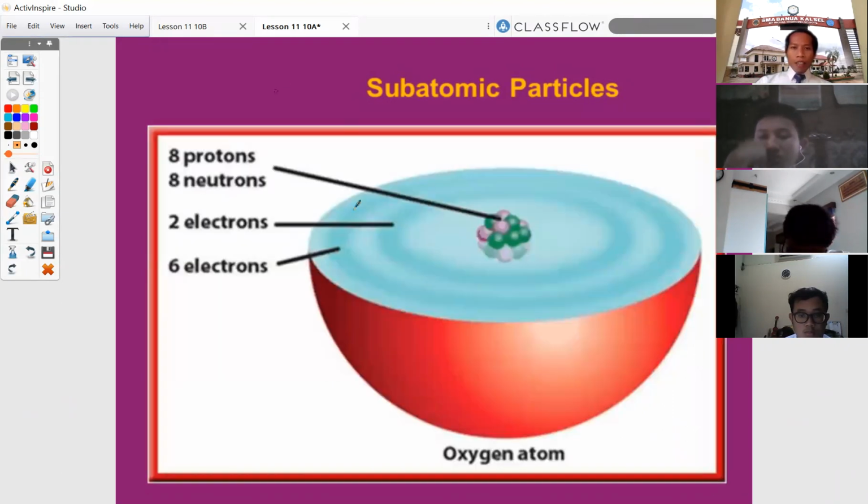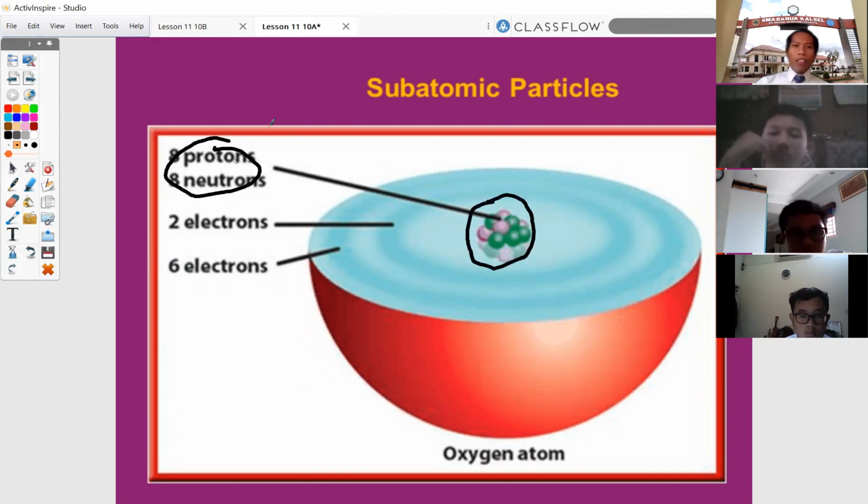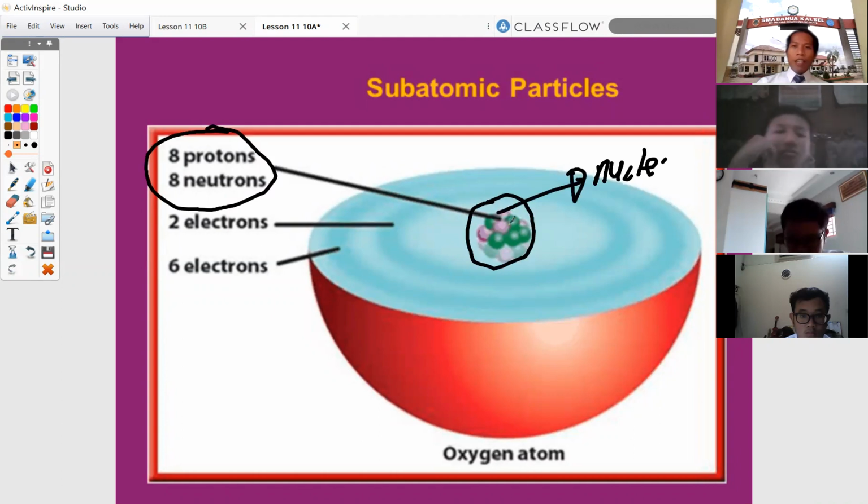Again, another explanation about the oxygen atom. As you can see here, the proton and neutron are located in the center. So that's why we call this place the nucleus. And the electrons are rotating around the nucleus.